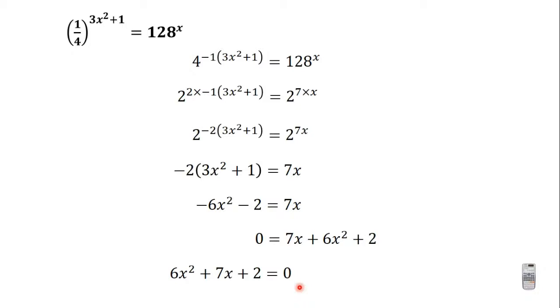In the videos on quadratic expressions, we learned how to factorize a quadratic trinomial. The expression we have on the left hand side here is a quadratic trinomial.